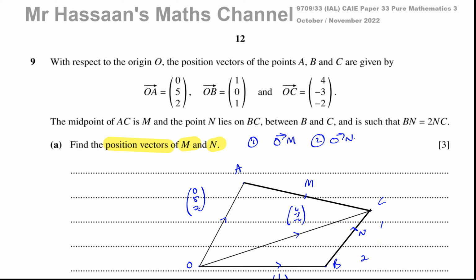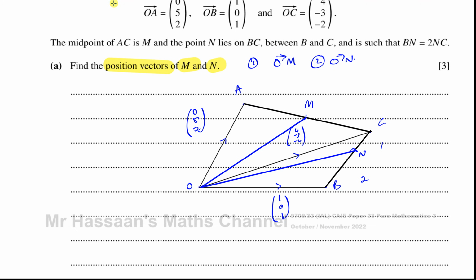I'll draw it in a different color. We need to find the vectors from O to M and from O to N. Those are the two vectors we need to find. So how can we go about doing this? Well, for example, I want to find the vector from O to M. To go from O to M, I've got to go from O to A, and then I've got to go from A to M. Now, A to M.